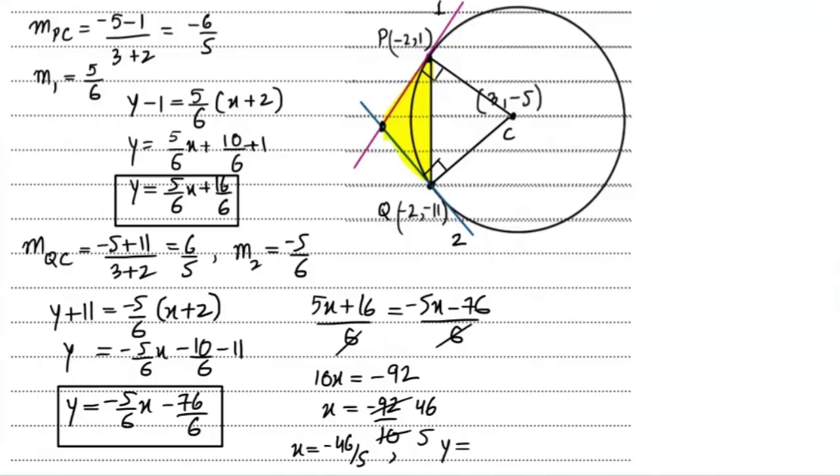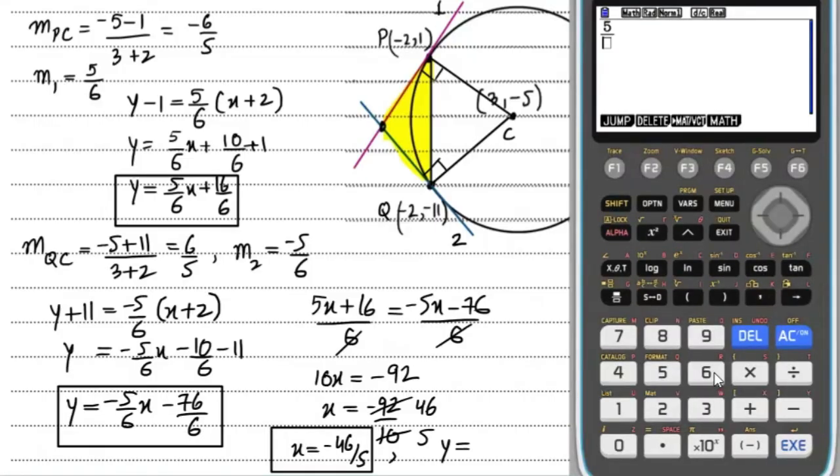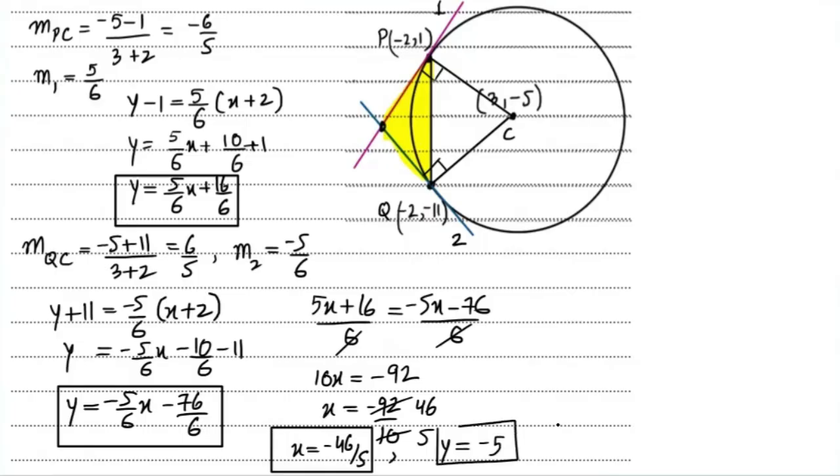I need to find my y value now. Let's box this one as well. I can use a calculator, right? 5 over 6, too much calculation, huh? So minus 46 over 5 and plus 16 over 6. Oh, that's a negative 5. It means my diagram isn't that correct, but this is in the same horizontal line as the center, minus 5, and this is minus 46 over 5.